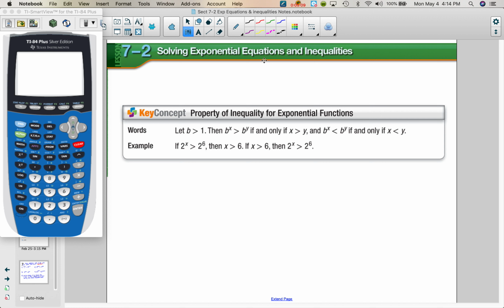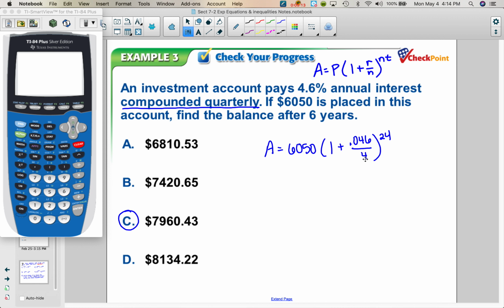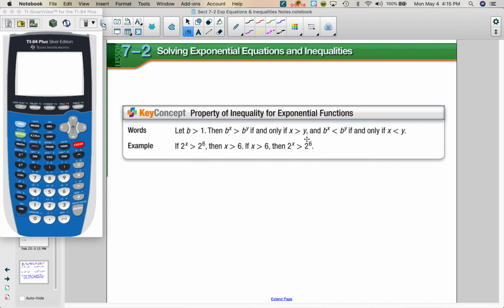We talked about exponential equations, and actually what we just did here was an application of an exponential equation. It had an equal sign. Now we're going to look at inequalities. And basically, it's the same thing. It's just the symbol in the middle is going to be an inequality.